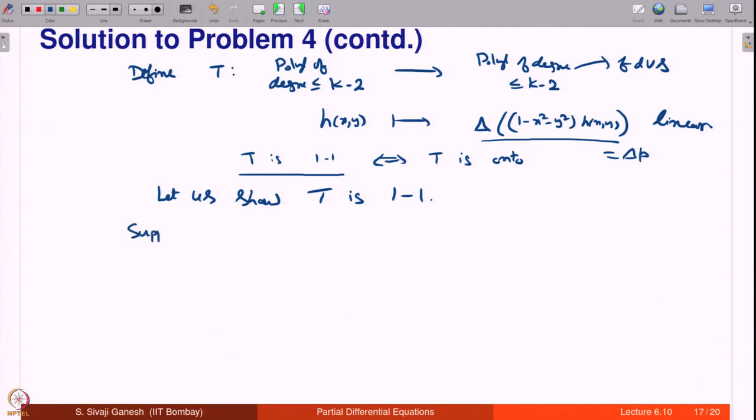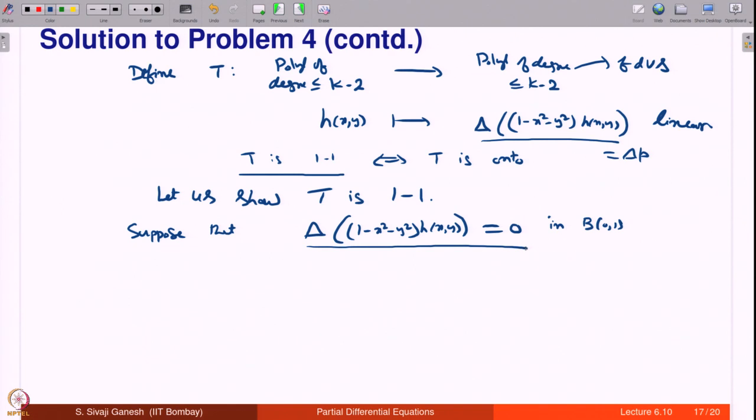So, suppose that Laplacian of 1 minus x square minus y square into h of x y is 0 in B01. In other words, what I am going to show is that the kernel of T consists of only the 0 element. So, I assume that h belongs to the kernel of T, that means this equation is satisfied everywhere, but I have written B01 because I have plans to apply some maximum principles. h has this property, that means this is the function I am looking at, let me call it V. So, V is a harmonic function in B01, and what is its value on S01? It is 0 on S01, because on S01 x square plus y square equals 1, therefore V is 0.